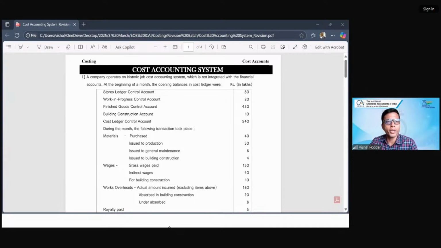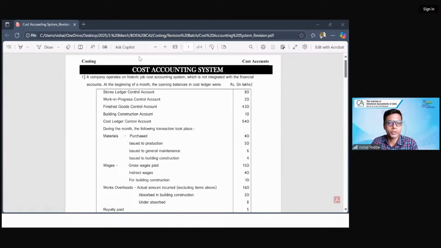So should we now go ahead with our revision topic of cost accounting? Now, as I said, it is a very relevant topic for exams. So I'll request everyone to be very focused, because this topic will be affecting you in terms of marks. Affecting means it will be helping you get better marks. So let us start.